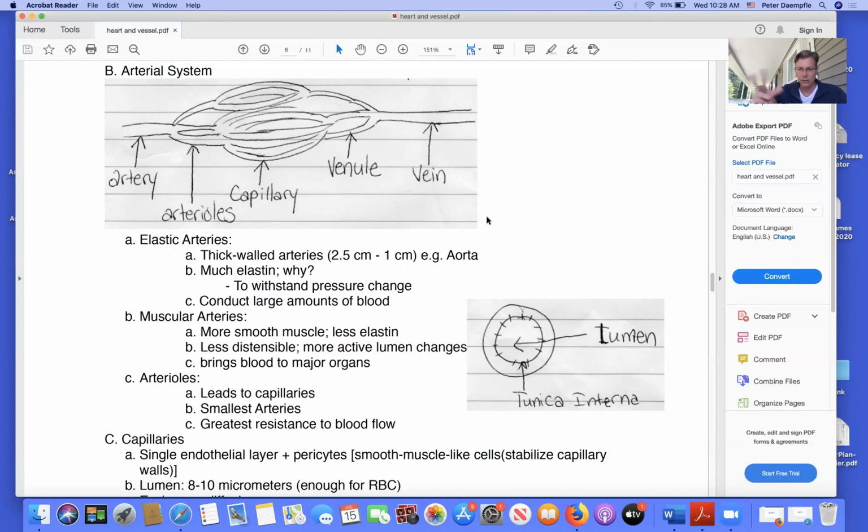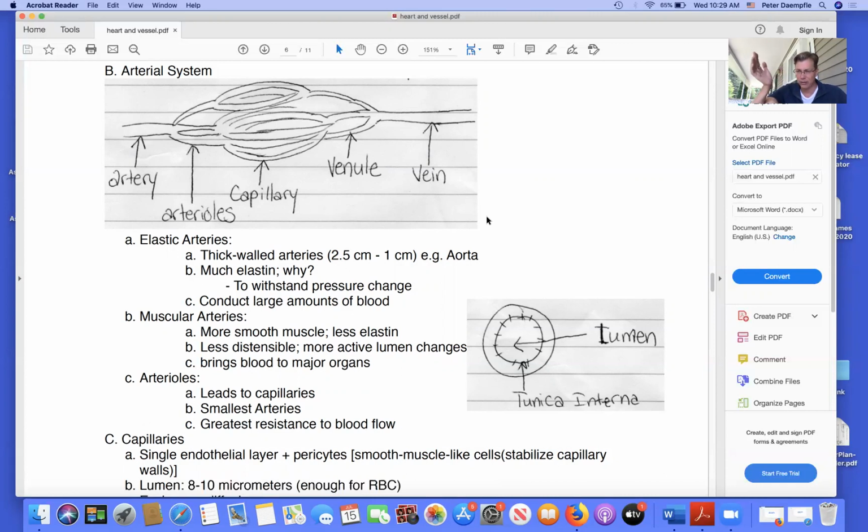The aorta, as you see from the lab this week, has a large amount of blood going out of the heart and has a very thick and pullable wall, stretchable wall. And that is the main characteristic of the elastic arteries. The muscular arteries are more smooth muscle and less elastin, and they're less distensible. You can't pull them as much, and they have more active, what we call lumen changes. In other words, the blood vessels get bigger and smaller due to the muscle in the vessel wall.